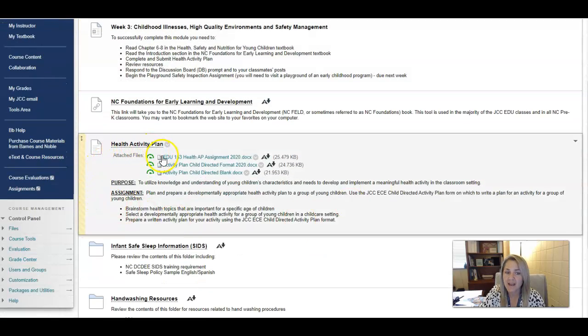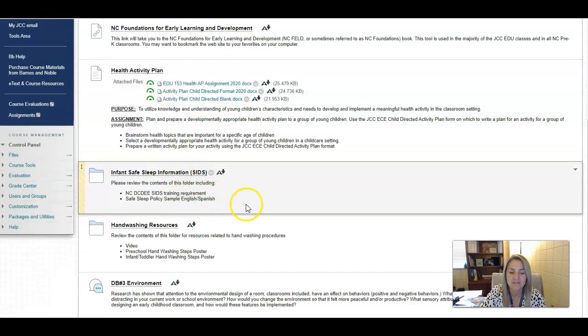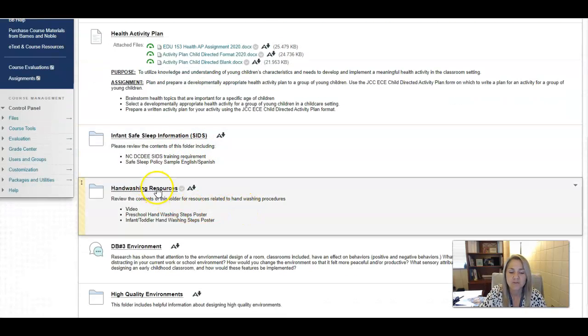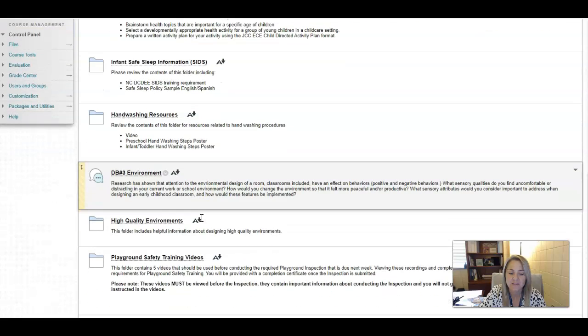You do have to write a health activity plan this week, so you want to be sure to check that out early in the week and get started on that. It is a tedious form, and you do need to complete each section carefully. There's information here about safe sleep. There are resources in this folder about hand washing. You have a discussion board to participate in this week.